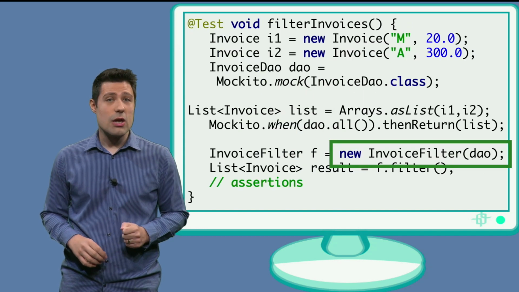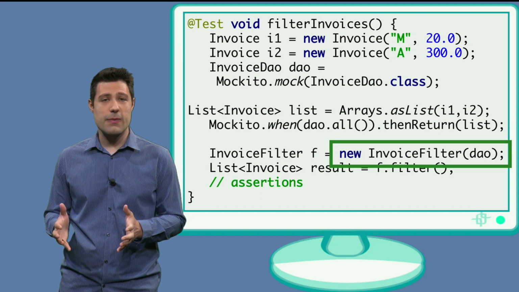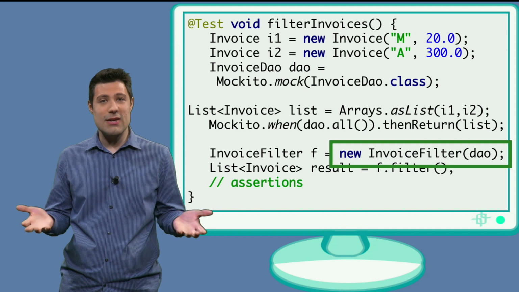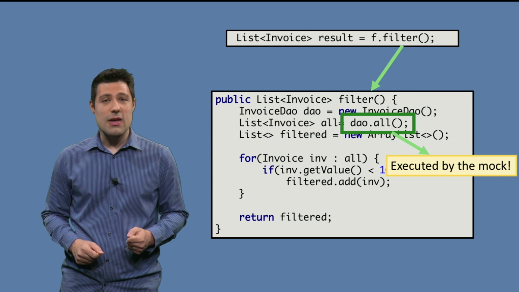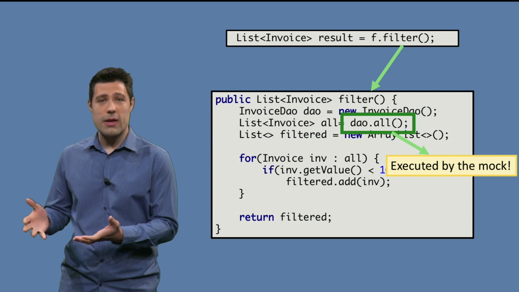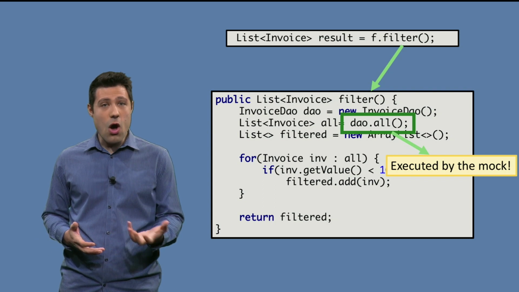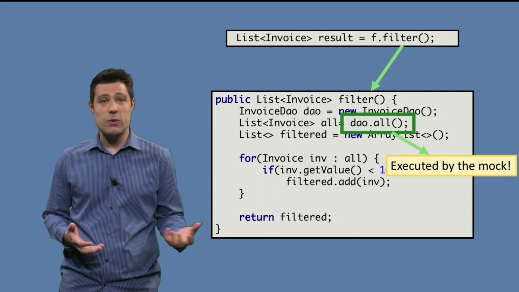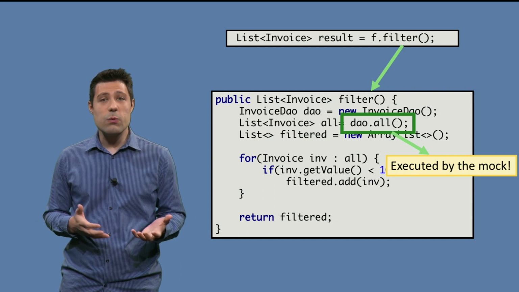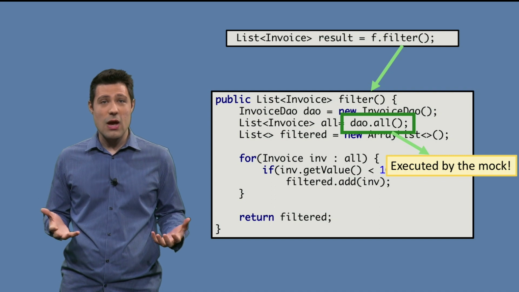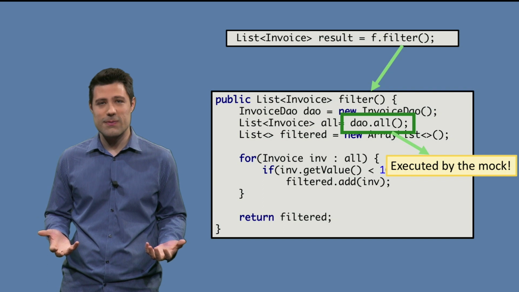We are almost there. So if we go back to our tests, we just need to then pass the mock via the constructor. And in terms of implementation, that's it. What happens is, as soon as we execute a test, the filter method invokes the all method in the data access object, which is now a mock. And this means that this all will return the list we created in the tests with the two invoices. And now we completely got rid of the database, and we are able to test our invoice filter class without being bothered by the complexity of having a database in our tests.